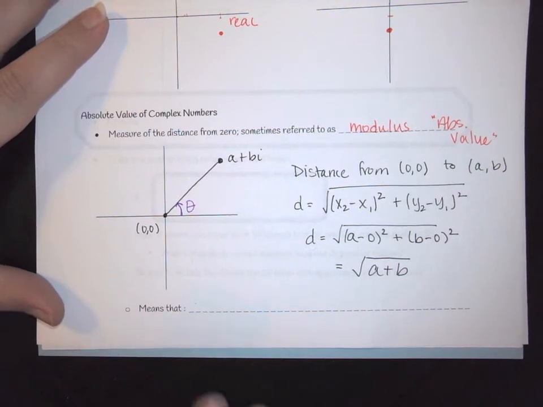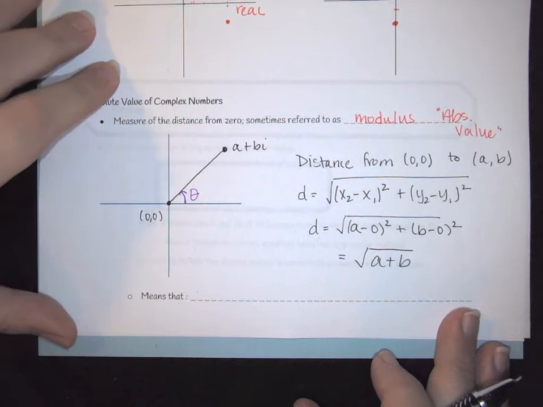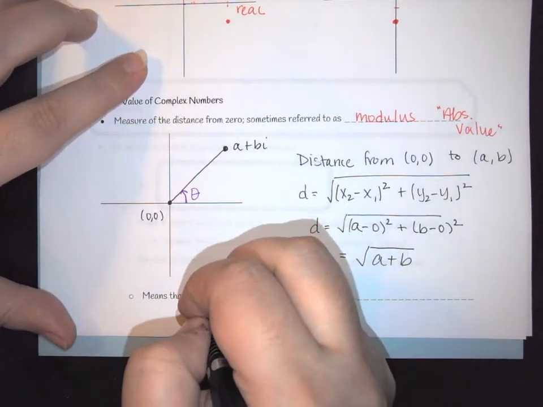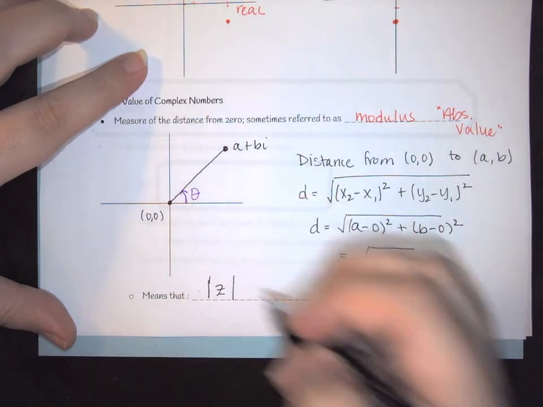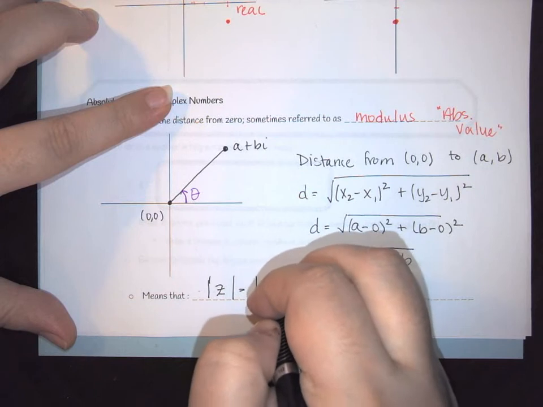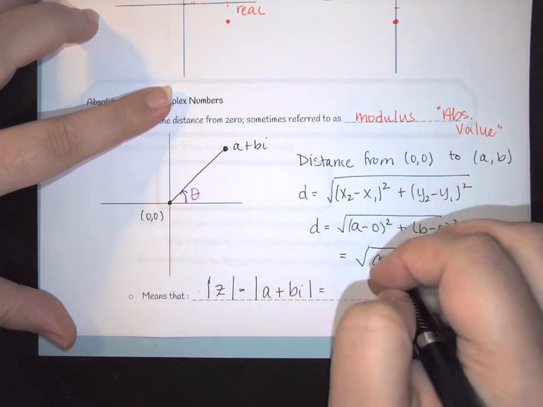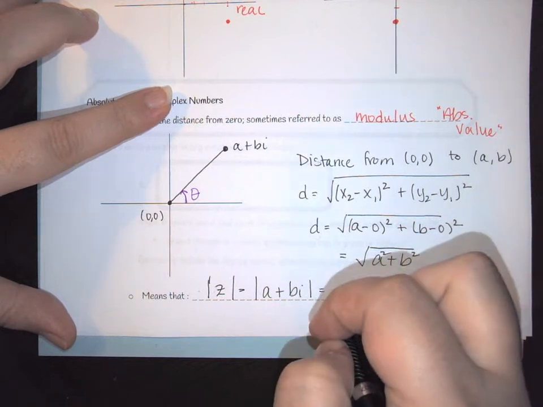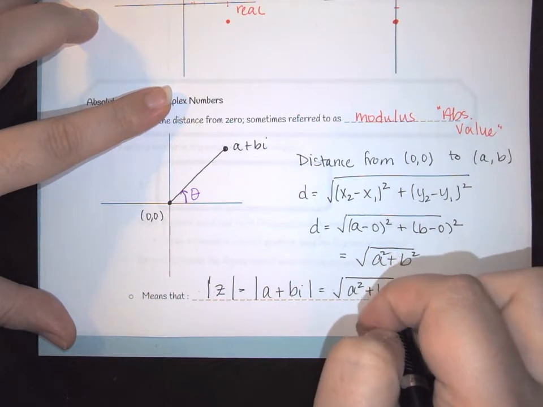So what does this actually mean? Well, it means that we have a formula we can look at. So we have what we call the modulus. Okay, so the absolute value of, say, z is going to be equal to the absolute value of a plus bi, which is going to be the same as the square root of a squared plus b squared.